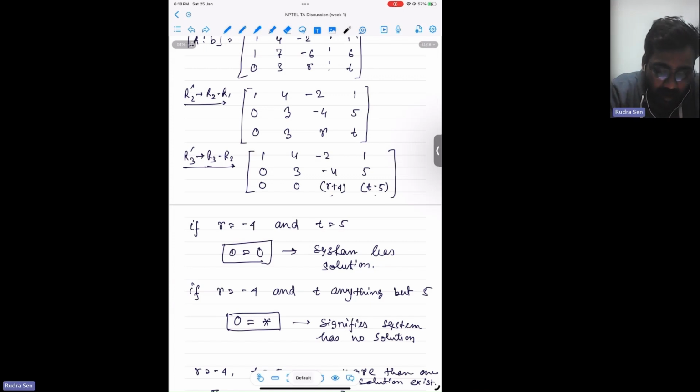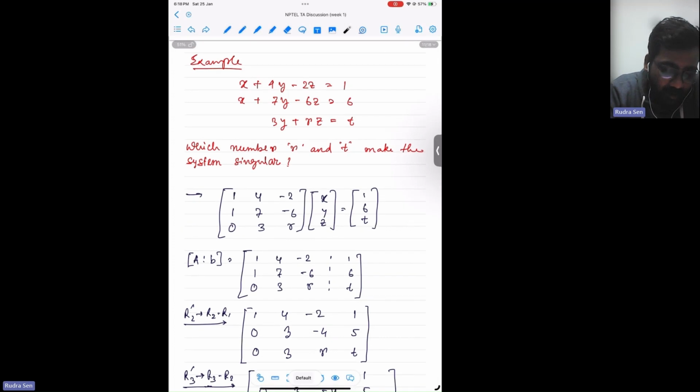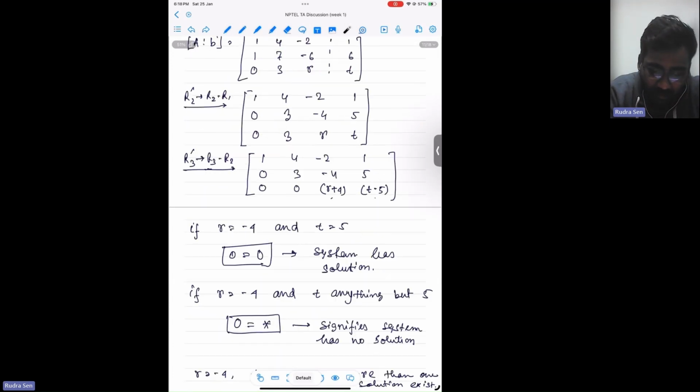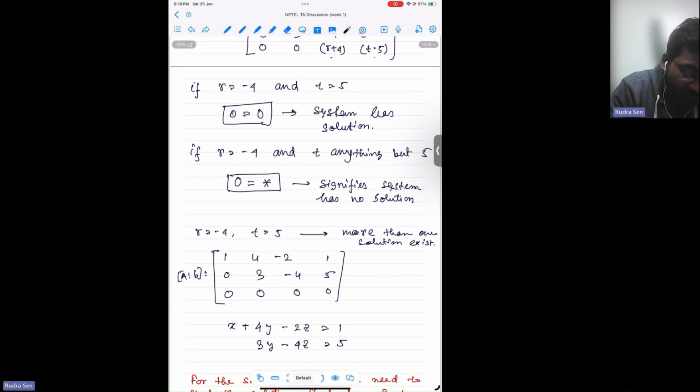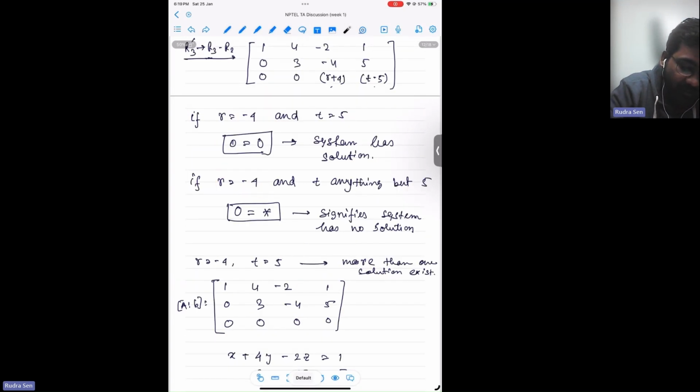Okay. Now, what was our question? Our question was what values of r and t make the system singular? Means what values of r and t make the system inconsistent, that we do not get any kind of solution. So that means if we choose r equals -4, same as this, and t anything but 5, we do not want to choose t equals 5, but anything. If we do this, we get 0 equals star, this kind of structure. That means this system has no solution. That means the system is singular.